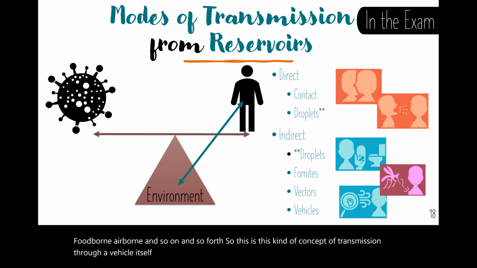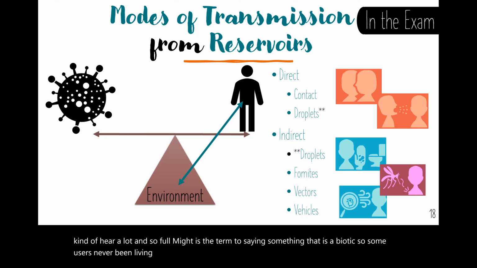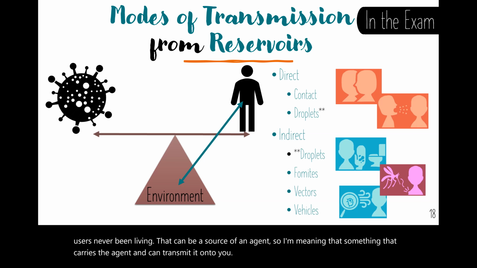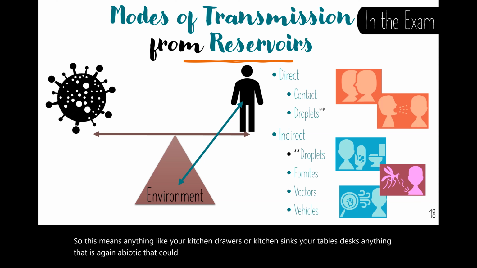Now, what about a fomite? Now, this is another term that you'll hear a lot. And so fomite is the term for something that is abiotic, so something that has never been living, okay, that can be a source of an agent. So meaning that something that carries the agent and can transmit it onto you. So this means anything like your kitchen drawers, your kitchen sinks, your tables, desks, anything that is, again, abiotic that could contain the agent and could transmit it onto you.